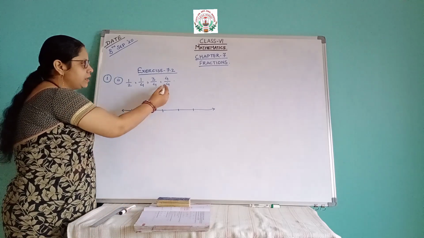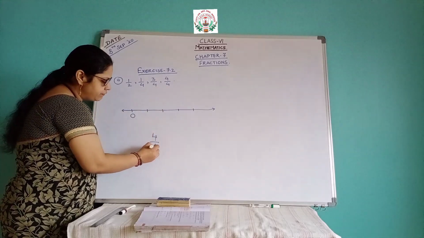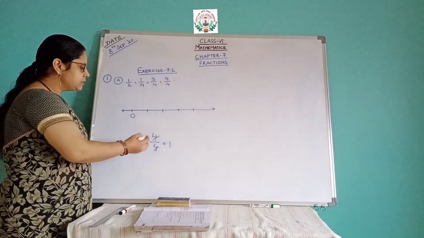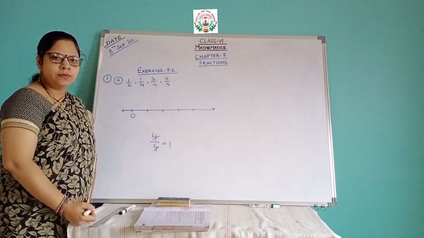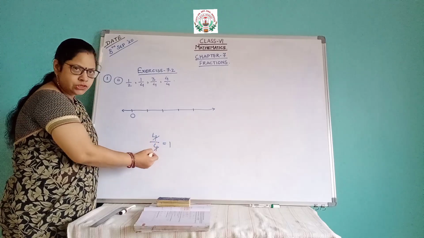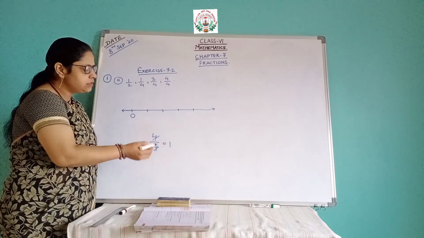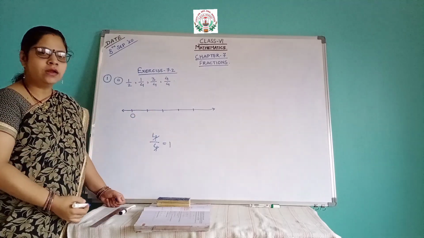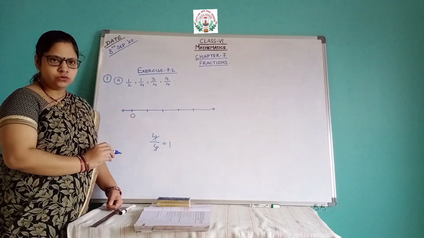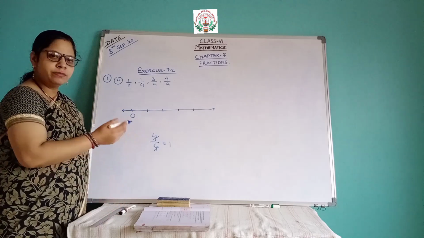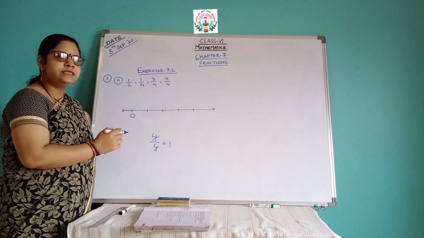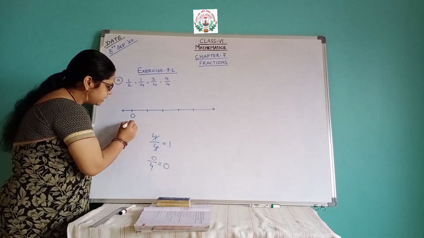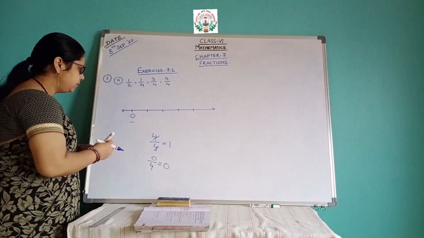Now, you can see here 4 by 4. When you cancel these numbers, you get 1. This means 4 by 4 will come at the position 1. So definitely 3 by 4 will come to the left of that, 2 by 4 to the left of that, and 1 by 4 to the left of that. Then 0 by 4, which is 0 only. So this is the 0.